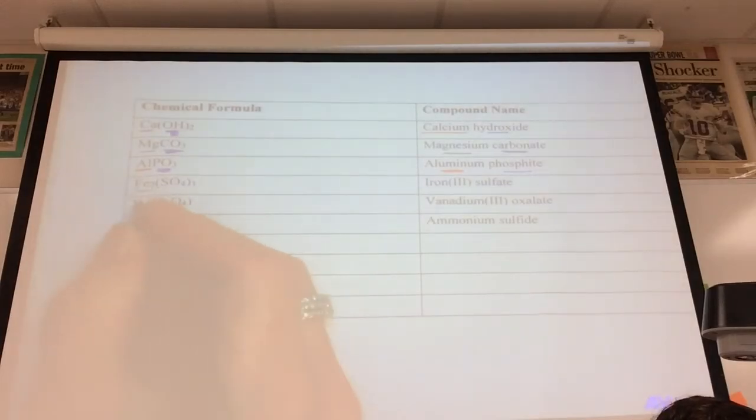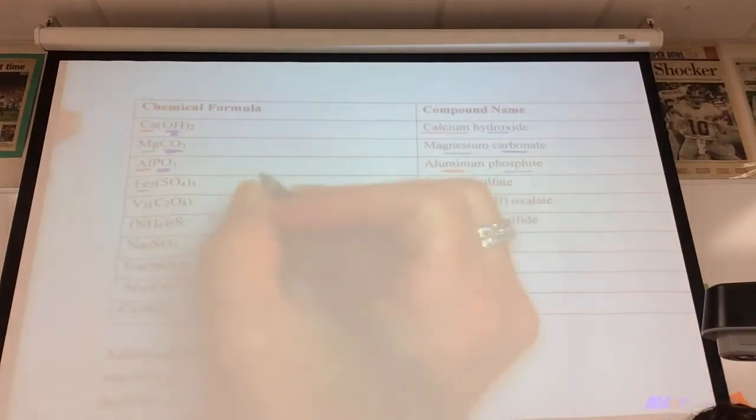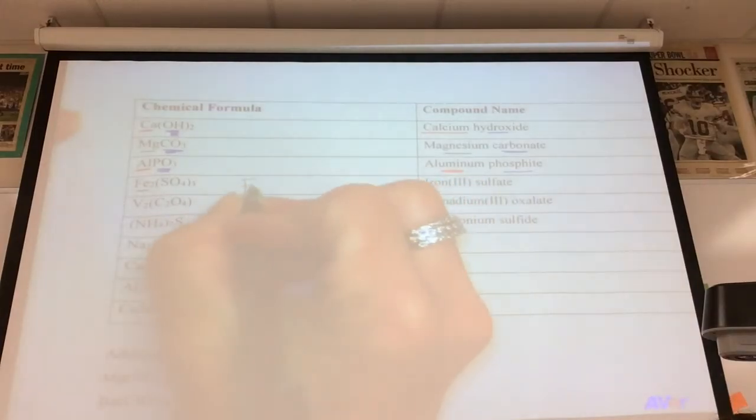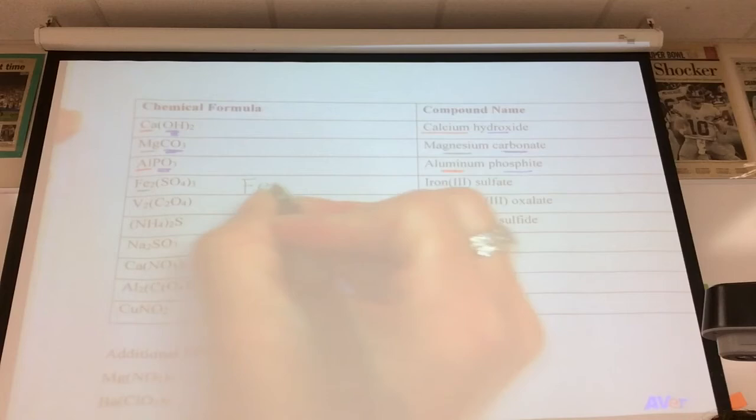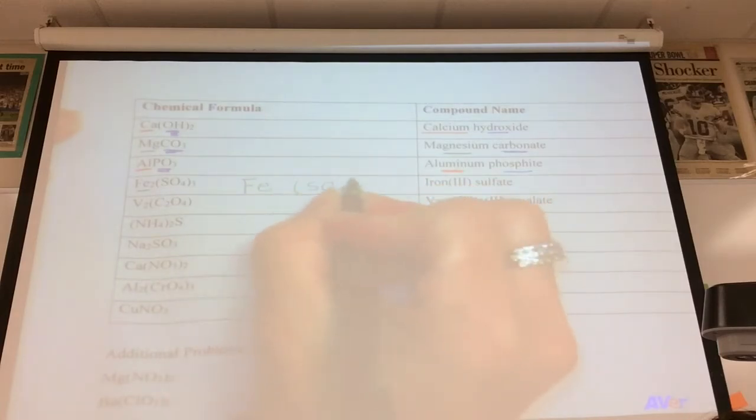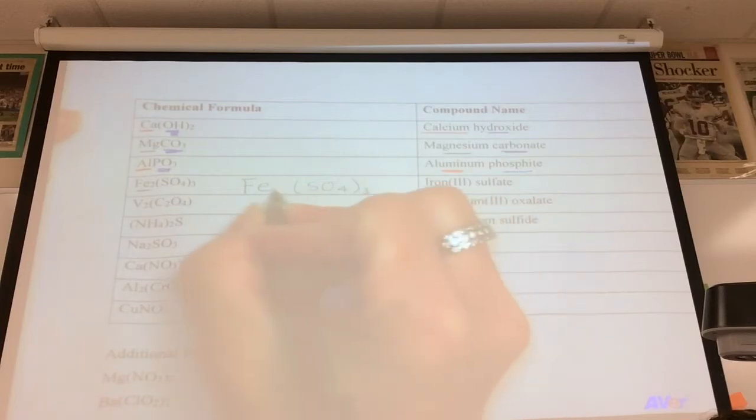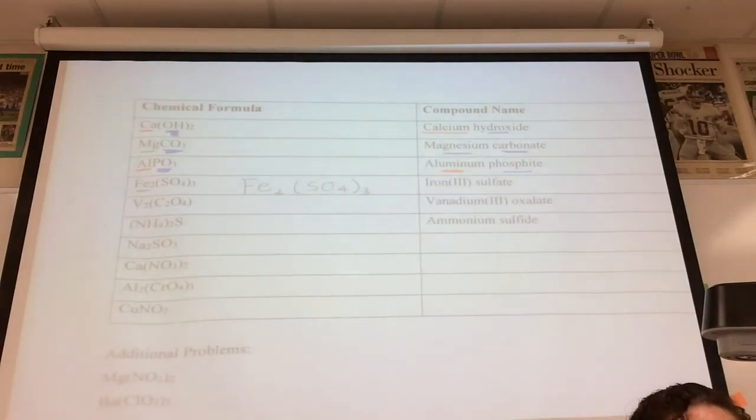Ooh, Fe, iron, but iron is a transition element that can form ions of multiple charges, and this was Dora's really good question at the beginning. Let's figure out the charge on iron. We know it can form more than one ion, so we need to specify.